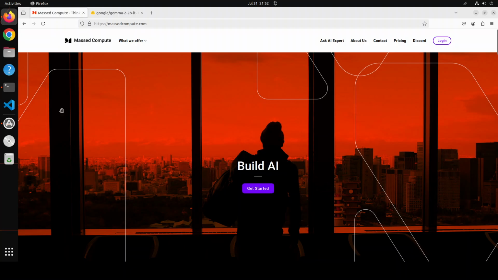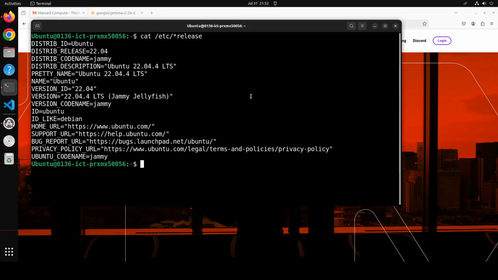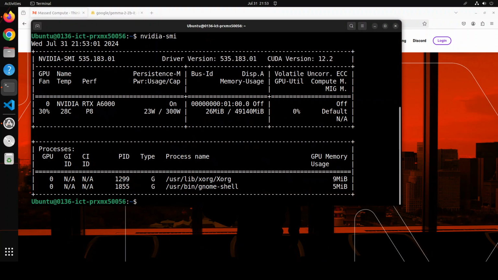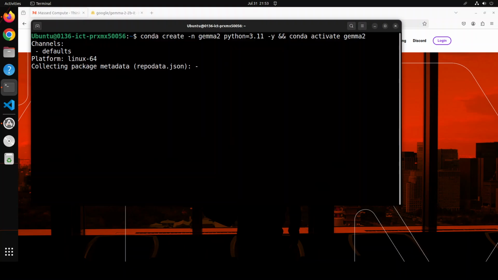This is my terminal where I'm running Ubuntu 22.04, and I have 1 GPU card, NVIDIA RTX A6000 with 48 GB of VRAM. Let me clear the screen. First up, let me create a Conda environment which is going to keep everything separate from my local system. Shouldn't take too long.